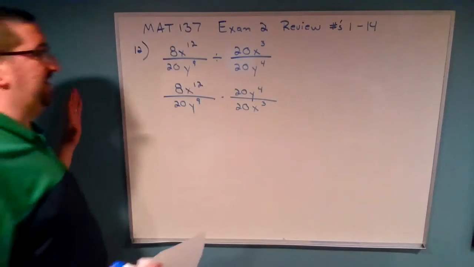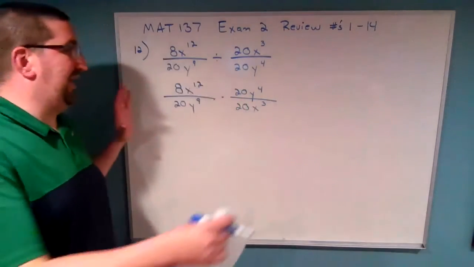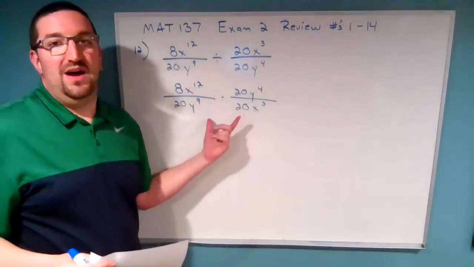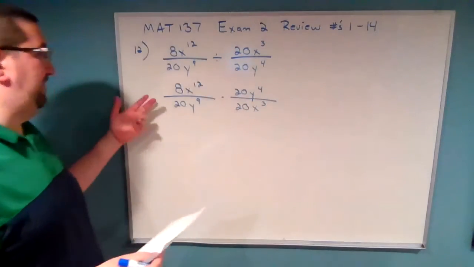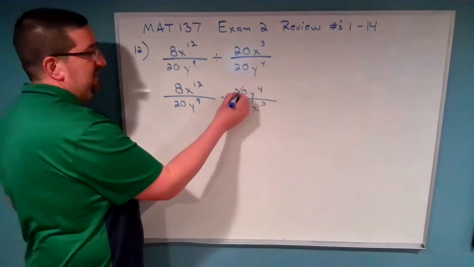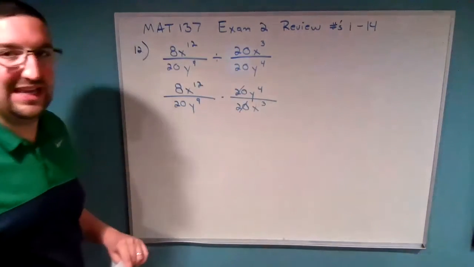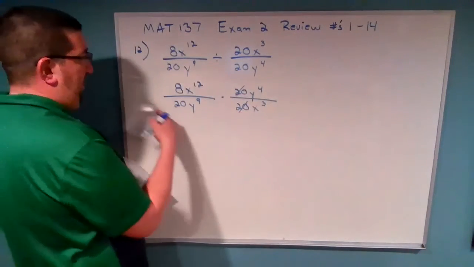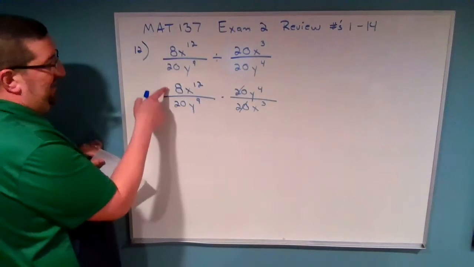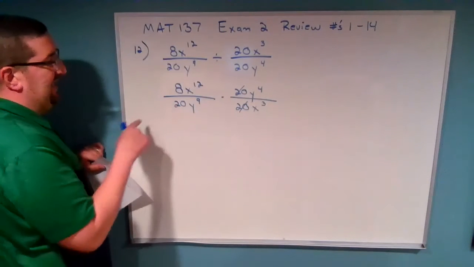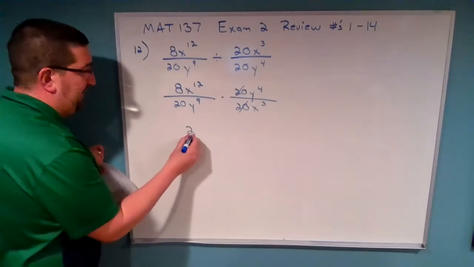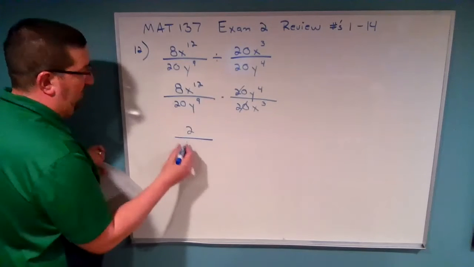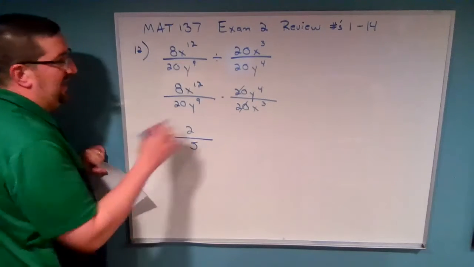What I can do here is I can simplify this or I can multiply this together, because we have here 20s. I want to cancel those out because I know they cancel out. So then we are left with 8 over 20. 8 over 20, 4 goes into each of those. So I would get 2 over 5.